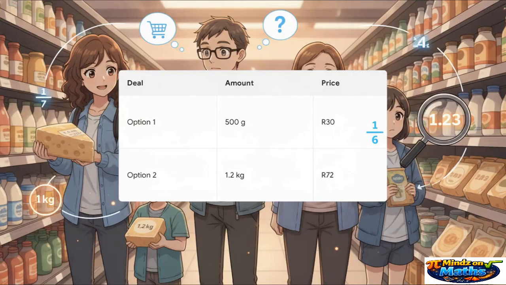But let's apply this to something we all face, a real-world grocery store showdown. This is where unit rates come in handy, which basically means finding the cost per one single unit of something. Let's say you need cheese. Option 1 is 500 grams for 30 rands. Option 2 is this massive bulk block of 1.2 kilograms for 72 rands. Your brain is probably screaming that the bulk option is the better deal, right? Well, to actually find out, we need to calculate the unit rate for both. Let's figure out the price per 1 full kilogram. For option 1, we divide 30 rands by 0.5 kilograms. For option 2, we divide 72 rands by 1.2 kilograms.